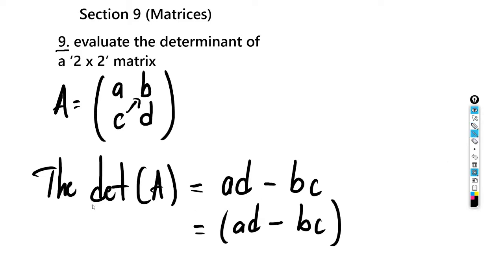Let me try to put a square around this, so we can show you what the definition is. Not too bad. So that's pretty much the definition of the determinant. So let's do an example now.